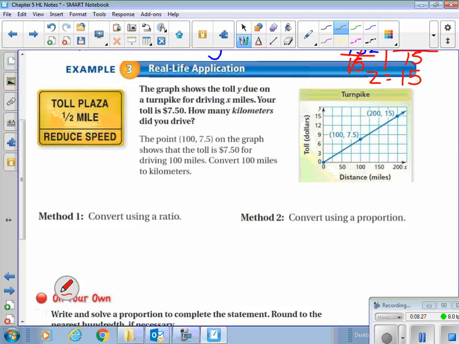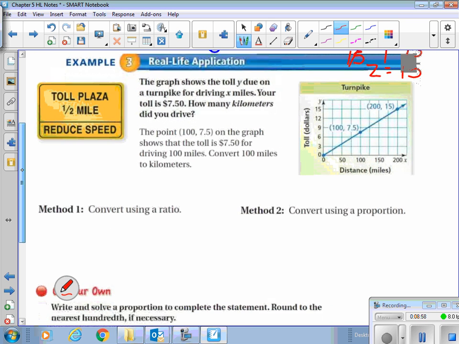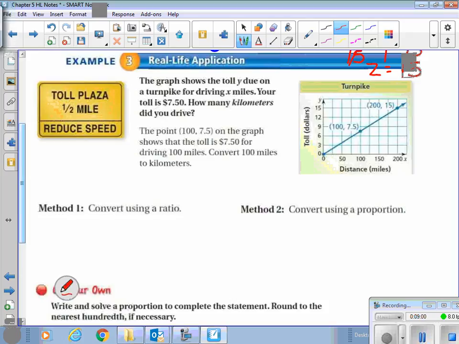What we need to do here in order to answer this question is to convert those 100 miles that they're talking about into kilometers. That's all they're asking us to do. If you drove 100 miles, how many kilometers did you really drive? I'm going to show you two different methods of doing that. In order to convert, though, you need to know something about miles and kilometers. So that needs to be provided for you, or you'd have to look it up, because that's not really something that we have memorized going from one to another when we're talking about customary and metric.